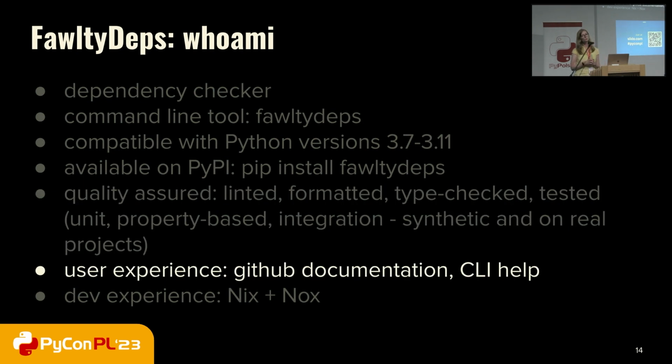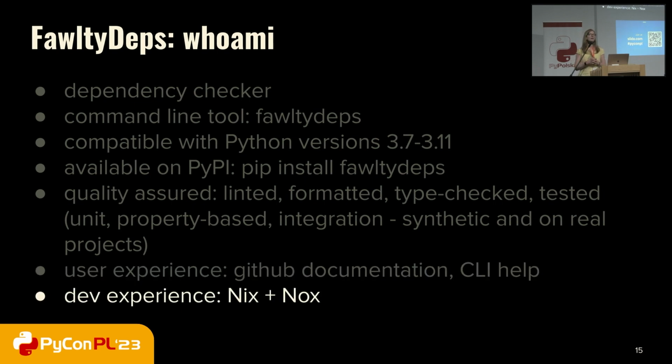But the tool wouldn't be any good if the users could not use it. So that is why we put a lot of effort into documenting what we did and why we did it in the GitHub documentation. And also, if you type FawltyDeps --help, it will give you all the options available to you in a very nice way, in a very organized form.